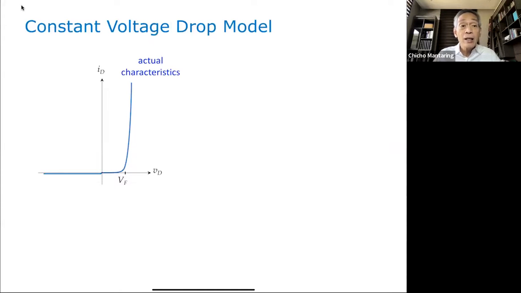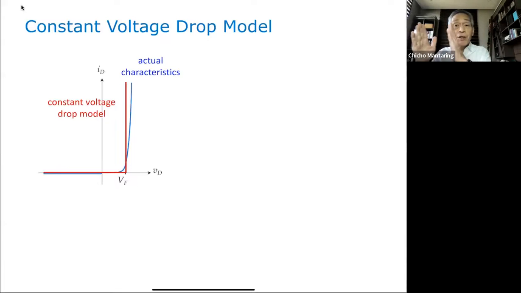Okay, what is the second model? So we took up the ideal model. The second model is what we call the constant voltage drop model. Again, our starting point is the actual characteristics. The model that we're going to use looks like this. That is the constant voltage drop model. You might think about it as the ideal model that you shift to the right. Before, in our ideal model, the vertical line was here. Now, we shift that vertical line to the right.